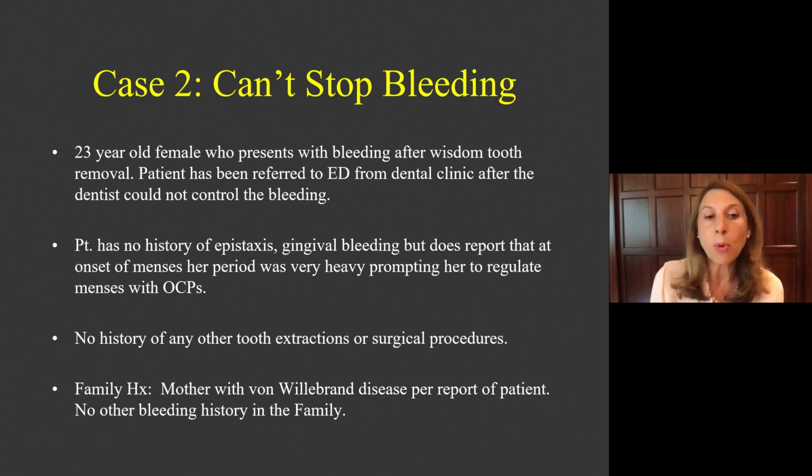You find out a little bit more about her family history. Her mom has von Willebrand disease, she tells you, and there's no one else in the family with any bleeding history.